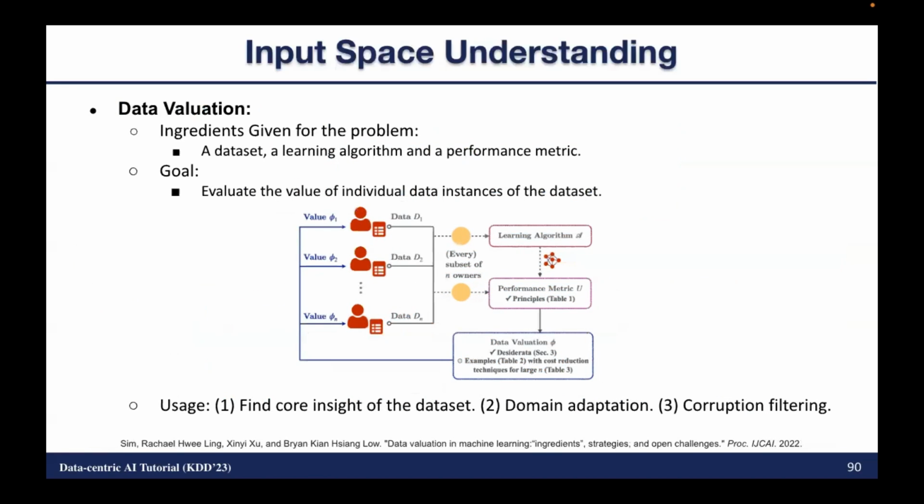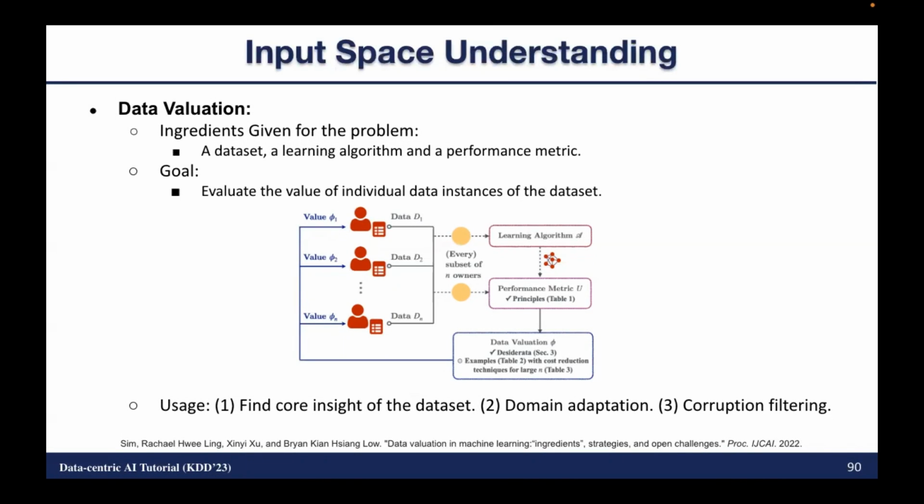And secondly, whenever we know about the data distribution for the input space, we also want to know if the data right now has good value in terms of training the model or having more knowledge within the data. Data evaluation is a very recent problem that has been proposed. The ingredients given for this kind of data evaluation problem include, first, a data set, second, a learning algorithm, and thirdly, a performance metric.